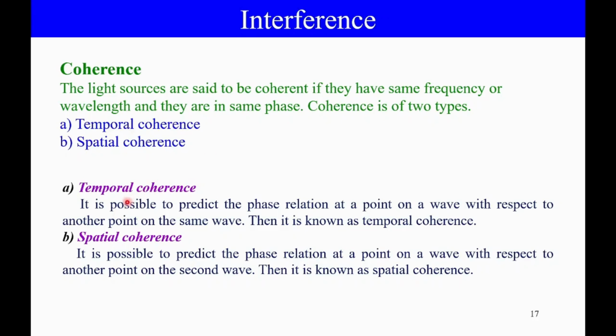Coming to temporal coherence, the light source is said to have temporal coherence when there exists a phase relation between a point on a wave and another point on the same wave. Whereas coming to spatial coherence, it is possible to predict the phase relation between a point on one wave and another point on a second wave, then it is known as spatial coherence.